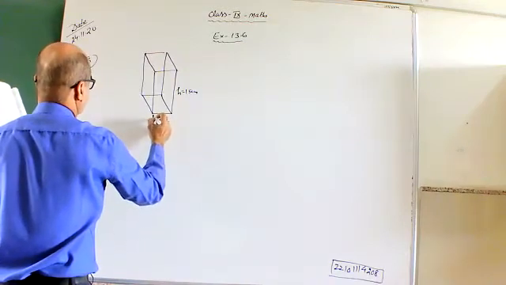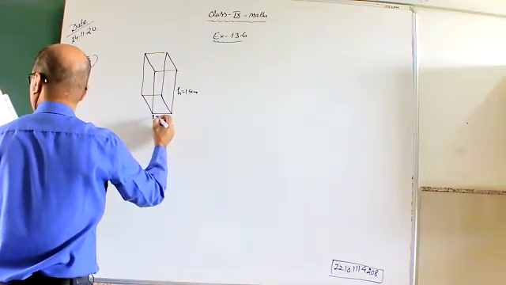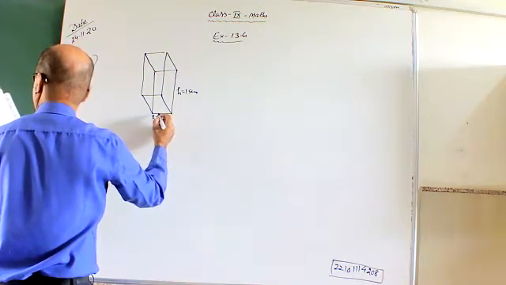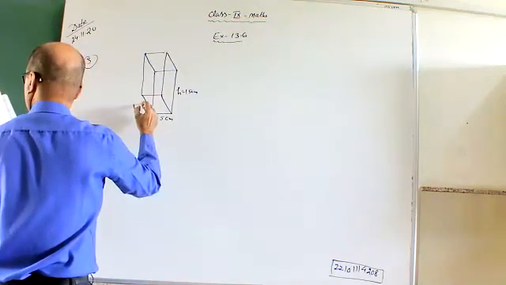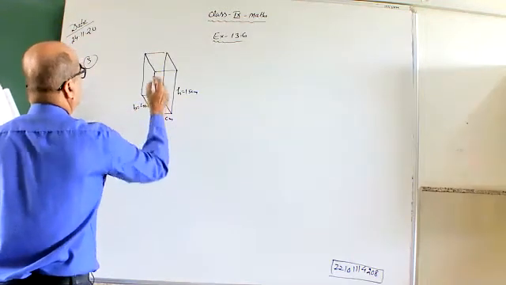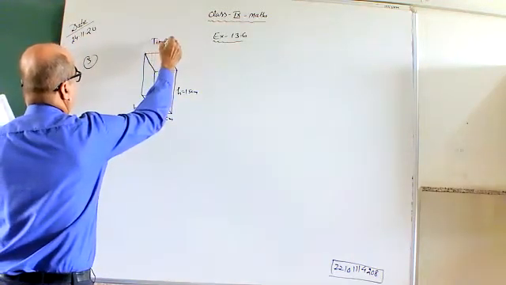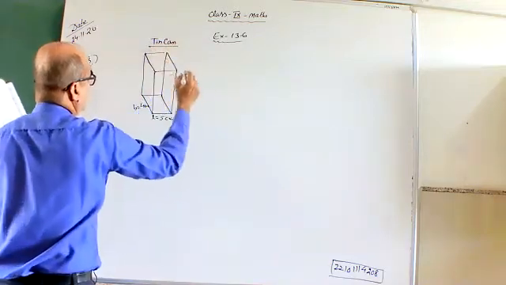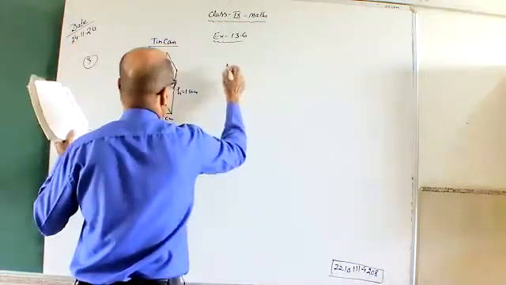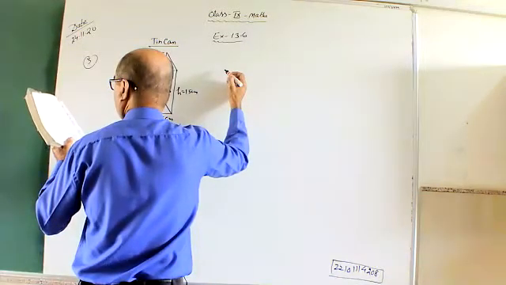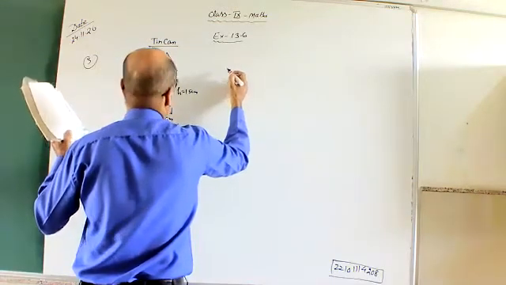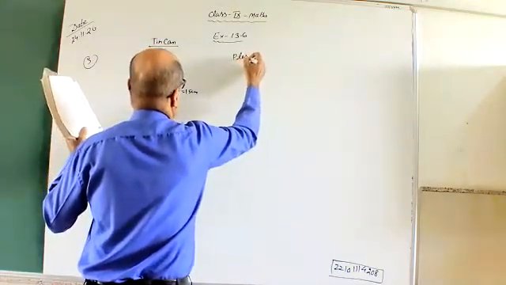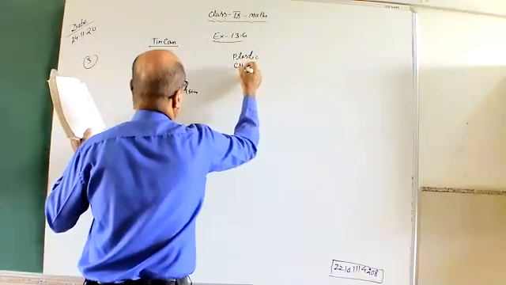Its length is 5 centimeter and breadth is 4 centimeter. And this is the tin can. It is solid, and another is in the shape of a cylinder. Second is the plastic cylinder.